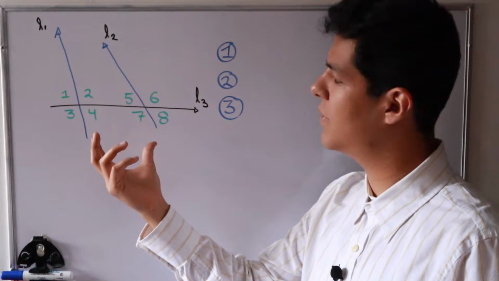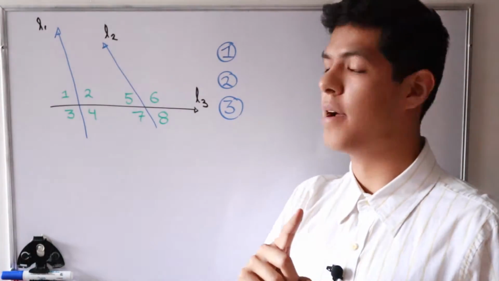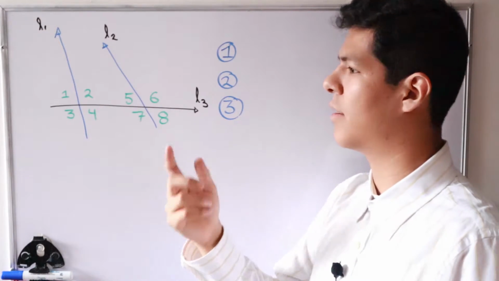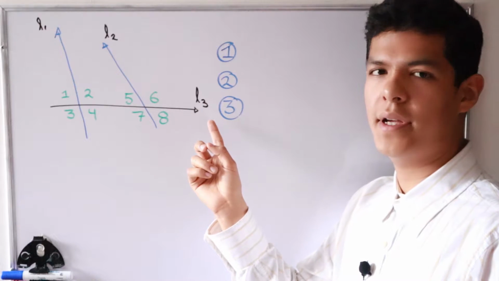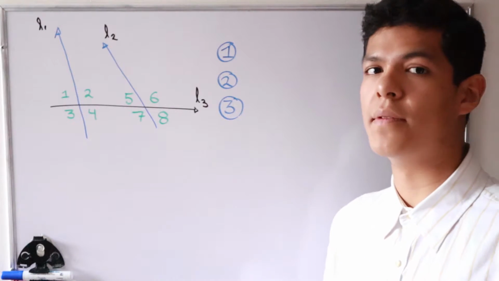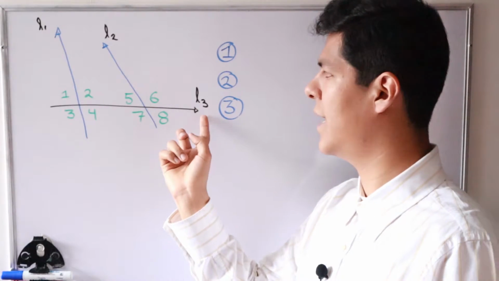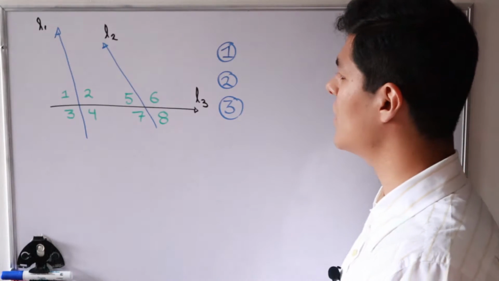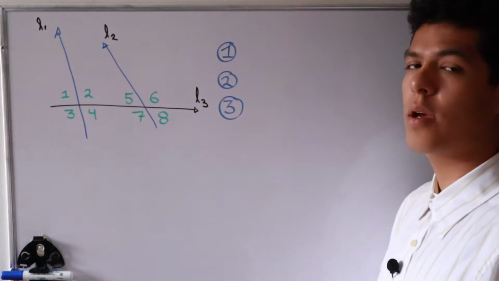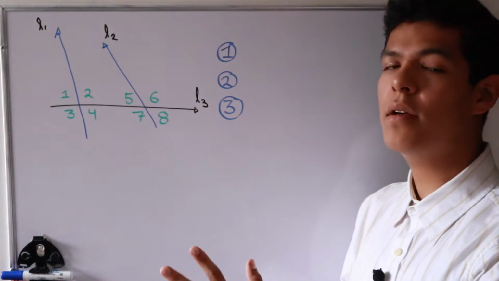there will be 8 angles. And a curiosity or cultural note: this line, L3, is called a transversal because this line is intersecting L1 and L2. So guys, we need to characterize the respective angles.